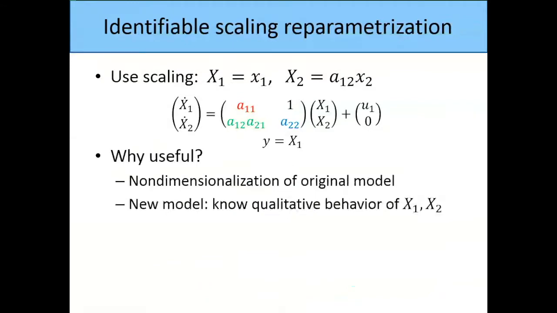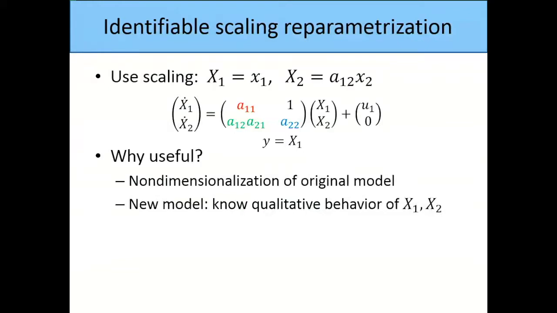Okay, so you may be a little bit skeptical. That's good. You may say, why is this useful, right? Because what we've done, after all, we've taken x2, which we don't know, and then we've scaled it by a12, which we don't know. How could this be useful? That's a perfectly valid question. Essentially what we're doing is a sort of non-dimensionalization, in the sense that the coefficient of x2 now in this first equation is 1.